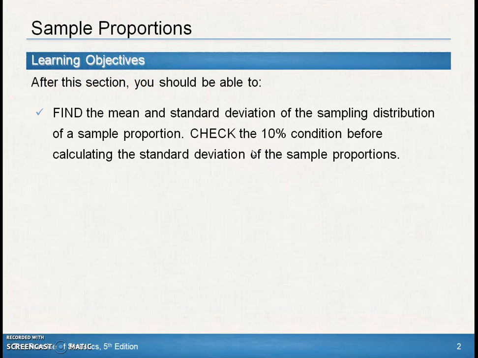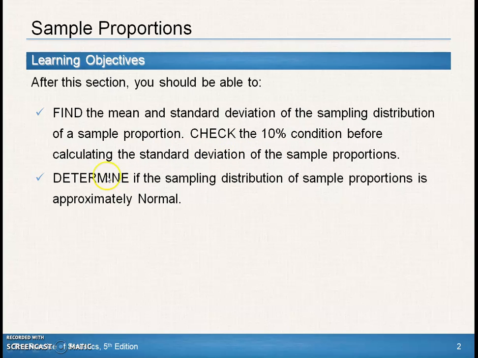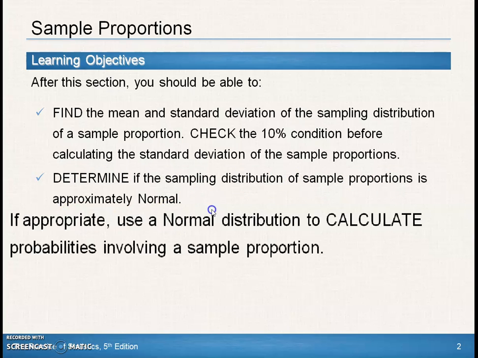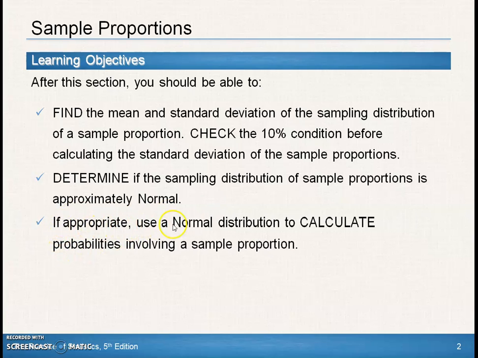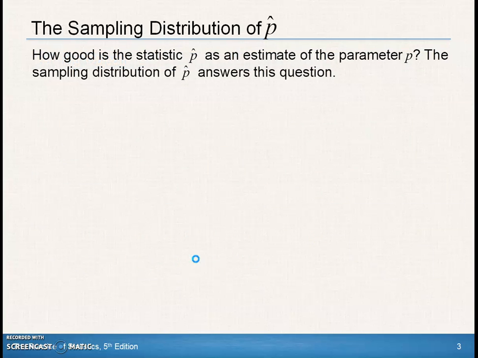Well, after this section, you should be able to find the mean and standard deviation of the sampling distribution of sample proportions. Check the 10% condition before calculating the standard deviation of sample proportions. Determine if the sampling distribution of sample proportions is approximately normal. If appropriate, use a normal distribution to calculate probabilities involving a sample proportion.